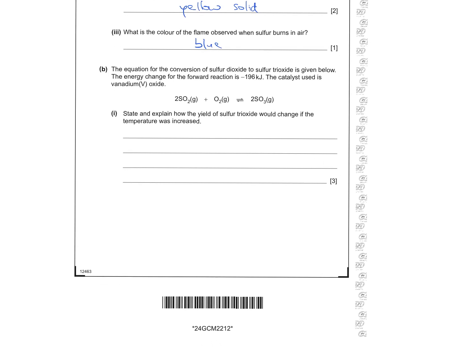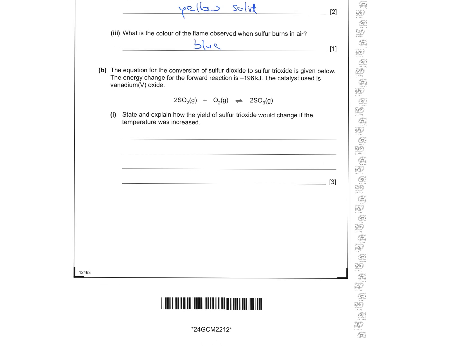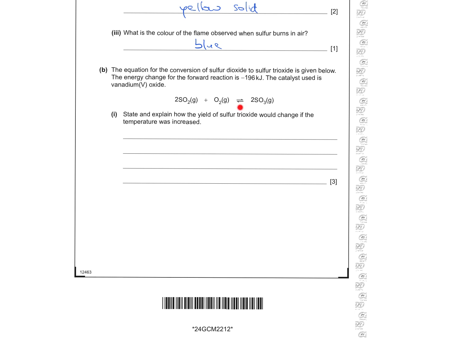So we're looking at an equilibrium reaction. We can see the reversible sign here. So this reaction is an equilibrium. So we've got to state how the yield of sulfur trioxide would change if the temperature is increased, and then we'll explain it. So first of all, we're going to state what happens. Now this is the clue. The forward reaction is exothermic, so that means it gives out heat. So this reaction does not want any further increase in temperature.